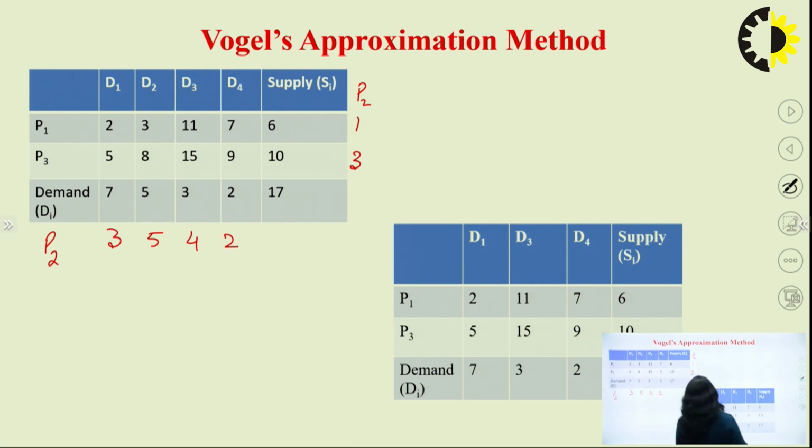Now we will select the maximum penalty. So we can see the maximum penalties here. Now we will see what is the least cost against this column. So we can see this is the least cost. So we will allocate against this cell.